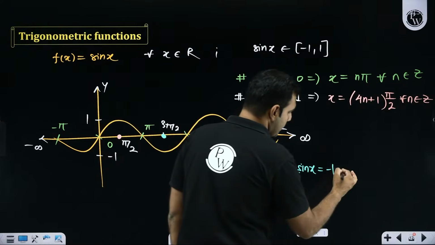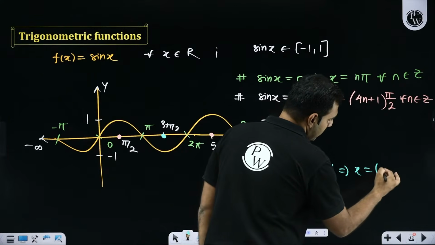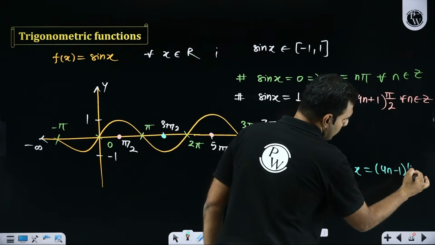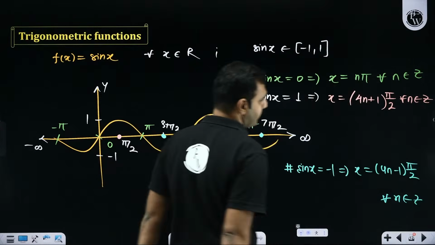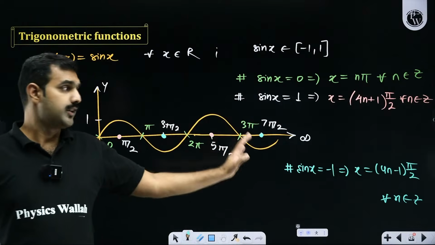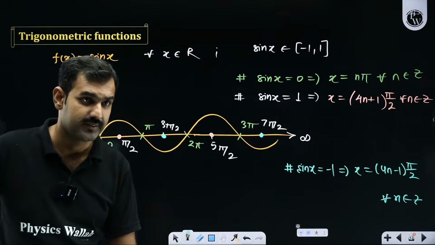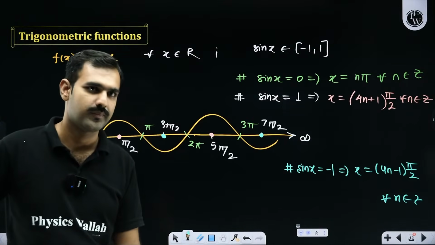If sin x is said to be minus 1, I'll say x will be (4n minus 1) times pi by 2, where n is nothing but an integer. Did you all get this result? Did you all understand this result clearly, all the participants?